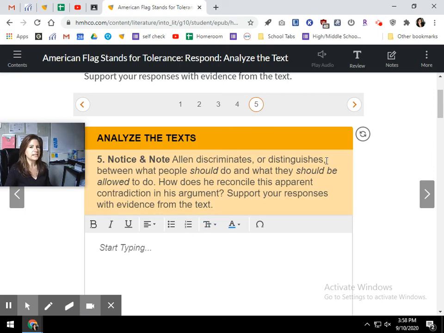Allen discriminates or distinguishes. Discriminates can have a kind of a different meaning, but it means to distinguish and show a difference between two things, or distinguishes between what people should do and what they should be allowed to do. So basically he says people should not burn the flag. Pretty much he's saying in his argument, if I had my way about it, nobody would ever burn the flag. However, there's a difference between what people should do and what people should be allowed to do. So how does this reconcile? It seems like it's a contradiction, but how can he make that contradiction and support your responses with evidence from the text? All right. This has been a pretty long video.